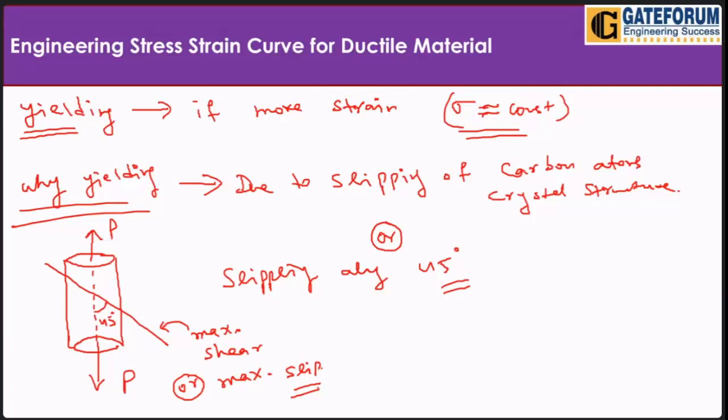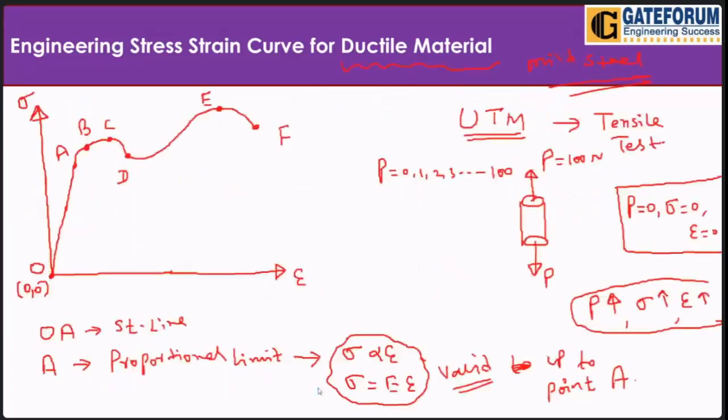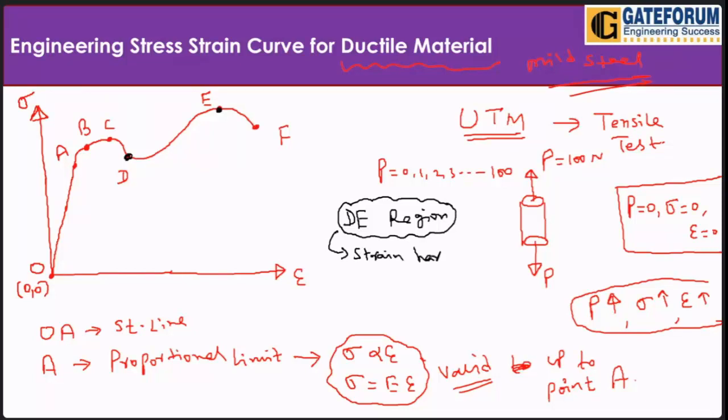Okay. Now here we have one more point, from D to E. Just look here, this region from D to E is known as the strain hardening region.